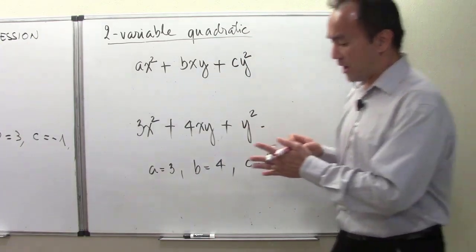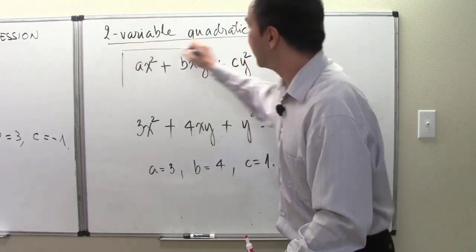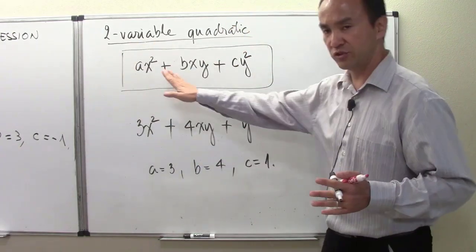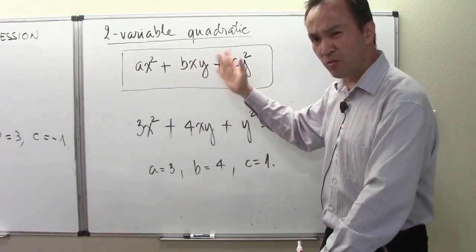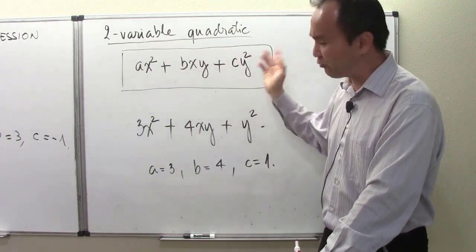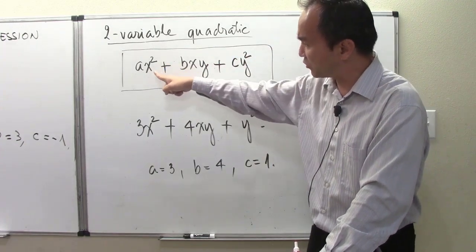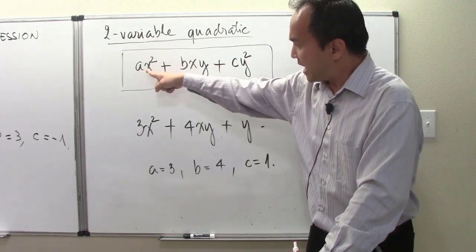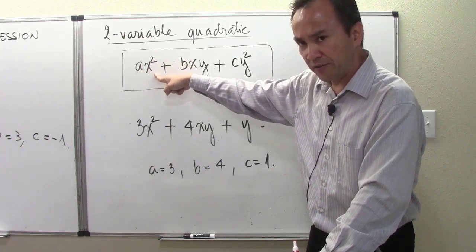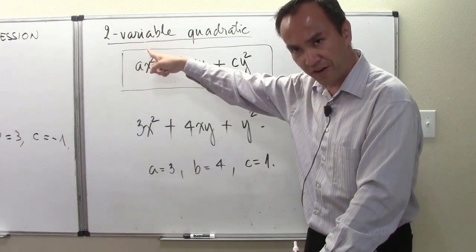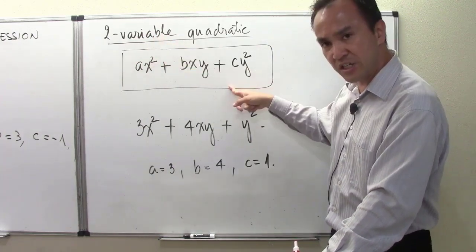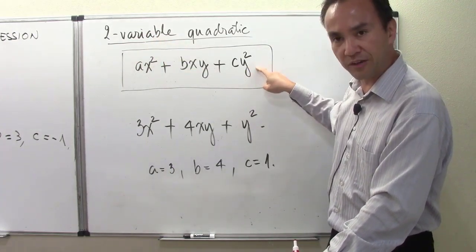Another thing to be aware of about a two variable quadratic is that usually we don't write a constant term. The ax squared term has no y in it. So there has to be one unique term for one variable being squared, and then another unique term that goes with the other variable being squared.